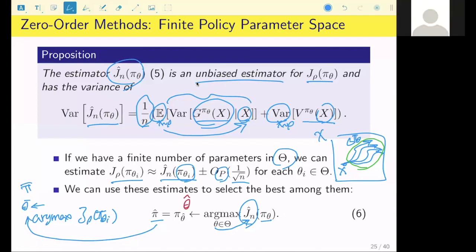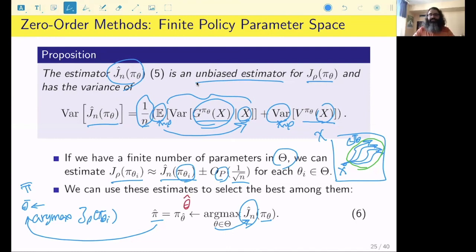I guess as n goes to infinity, the difference between the different j hat of n's with respect to theta will be large enough that the noise will be smaller than the difference between them. Right, so then you'll get the right answer. But what happens if n is not infinity? Then the noise might be larger than the difference, so you might choose the completely wrong one. Right, exactly as you mentioned.